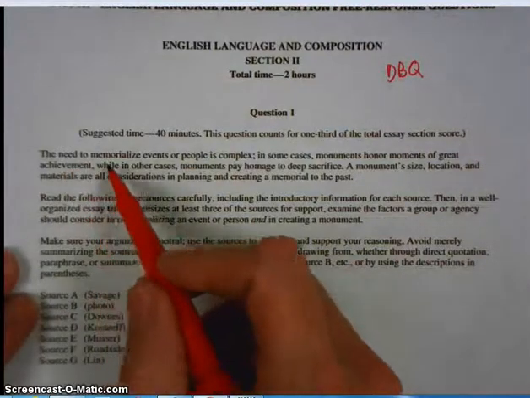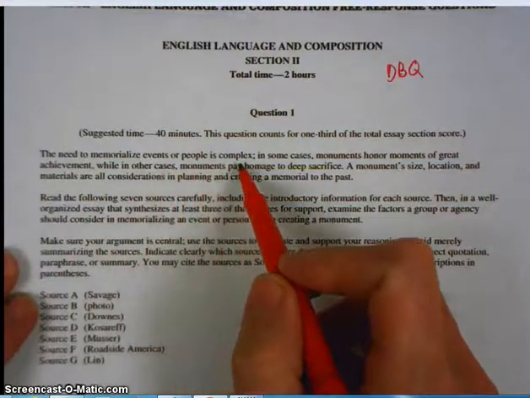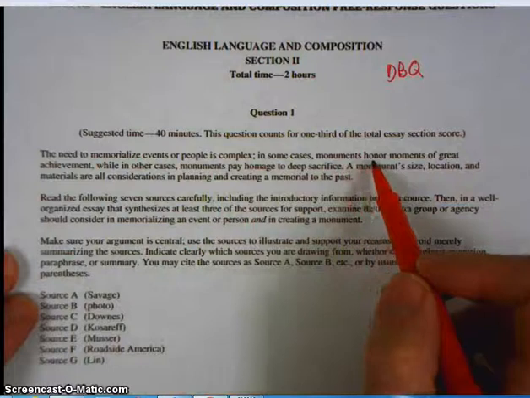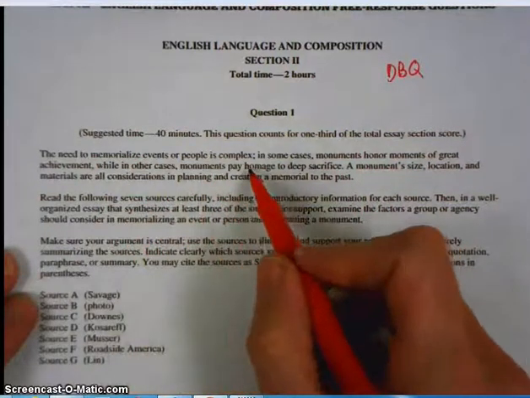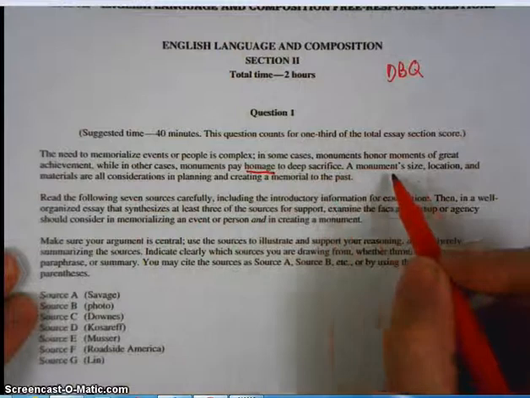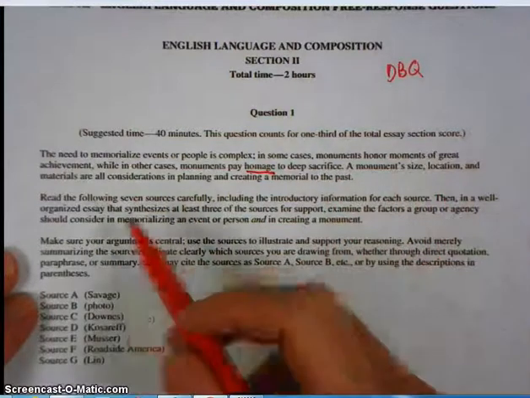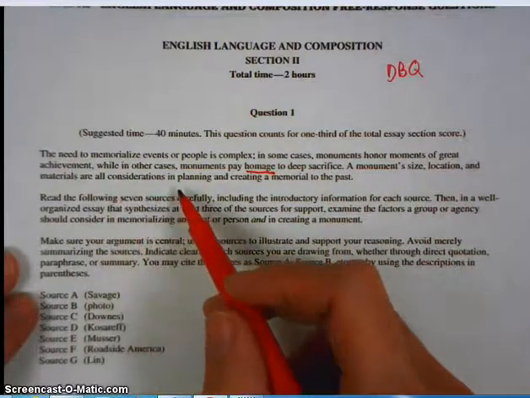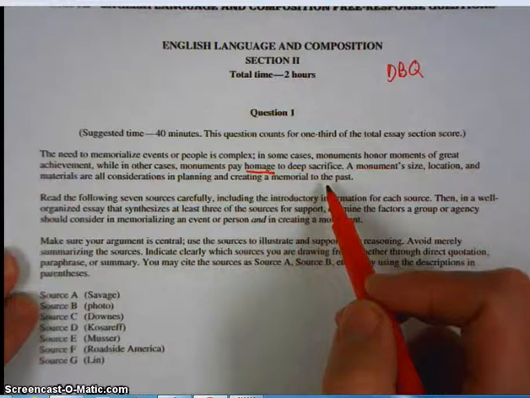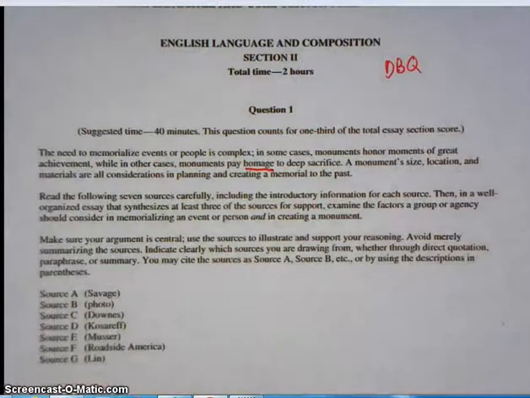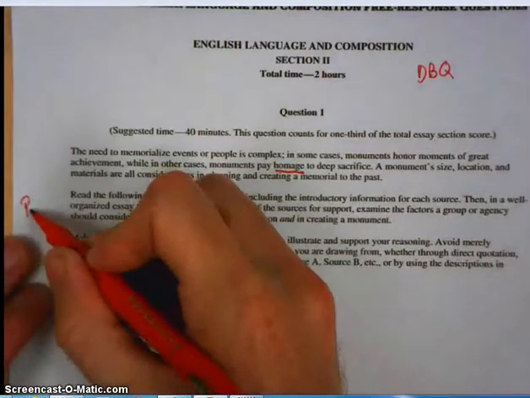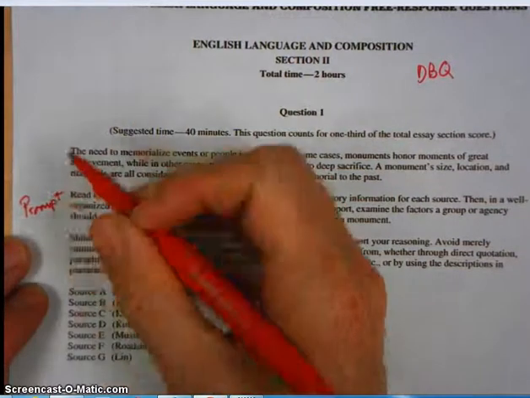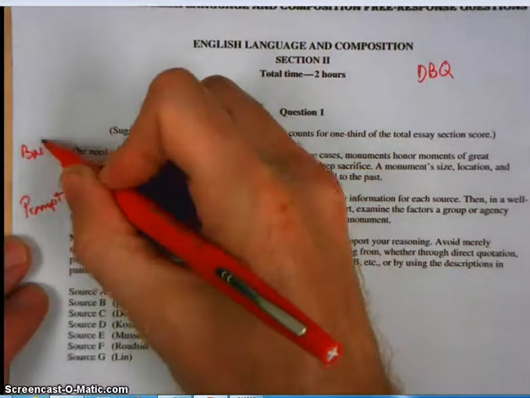So the need to memorialize events or people is complex. In some cases, monuments honor moments of great achievement, while in other cases, monuments pay homage to deep sacrifice. A monument's size, location, and materials are all considerations in planning and creating a memorial to the past. So the second paragraph is our prompt. This was background information.